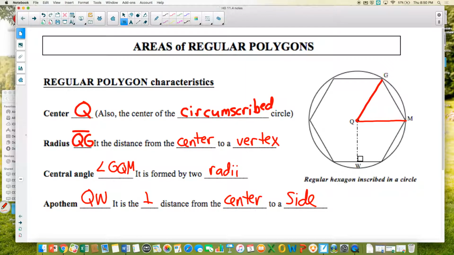So it kind of was like when we inscribed a circle in a triangle last chapter. We had to find that perpendicular distance. This is what the apothem is. It is the perpendicular distance to a side. All right, and all these terms we're going to end up using in our formulas as we get to the back side.